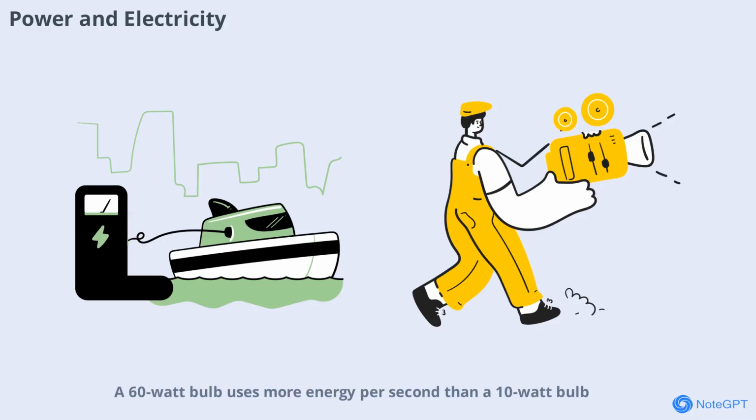A 60-watt bulb uses more energy per second than a 10-watt bulb. Understanding electrical power helps us use energy more efficiently at home and in industry.